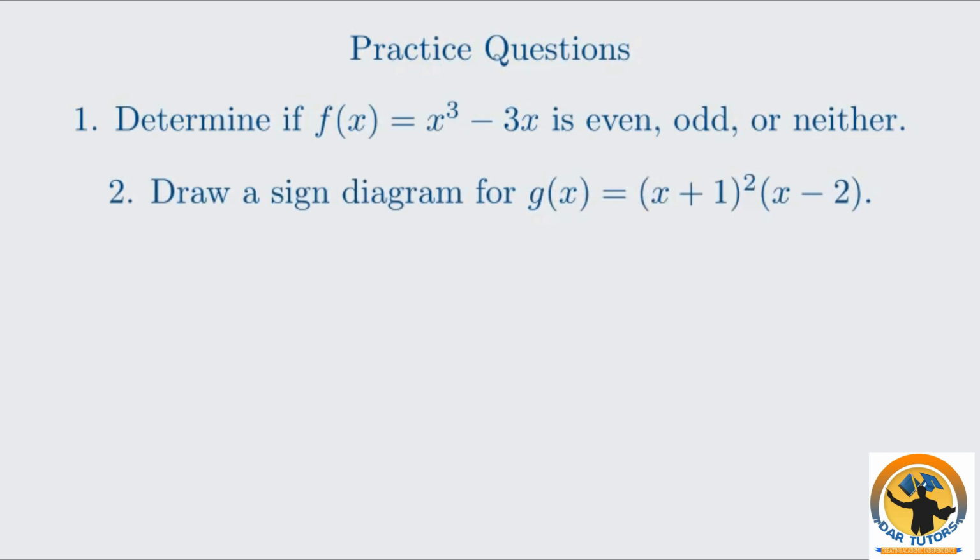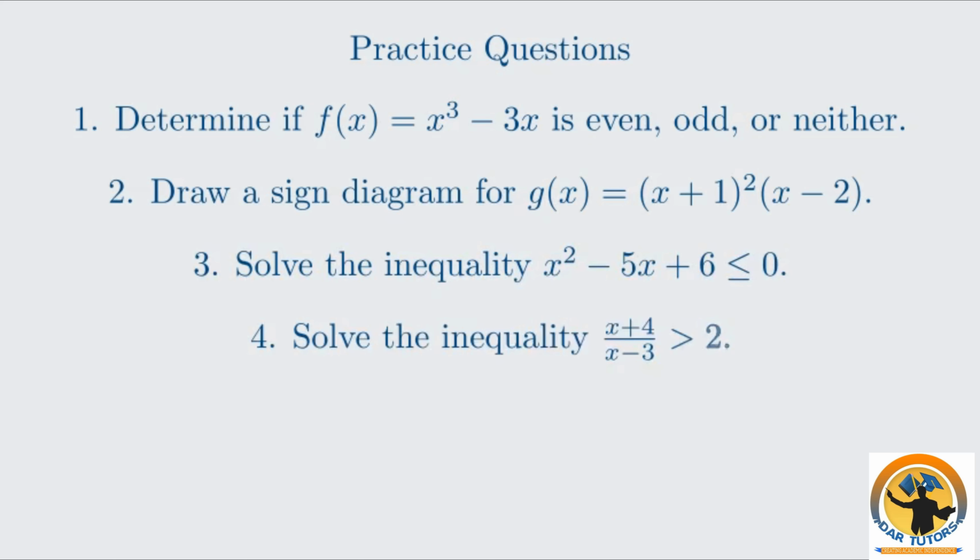Question 2. Draw a sign diagram for the function g of x equals the quantity x plus 1 squared times the quantity x minus 2. Question 3. Solve the inequality x squared minus 5x plus 6 is less than or equal to 0. Question 4. Solve the rational inequality: the quantity x plus 4 divided by the quantity x minus 3 is greater than 2.